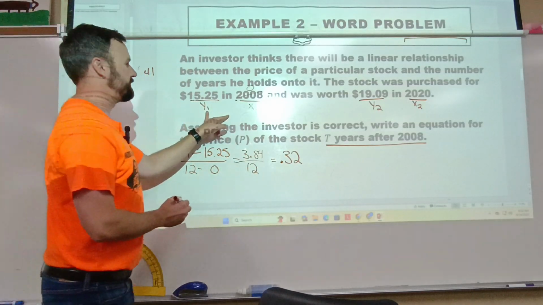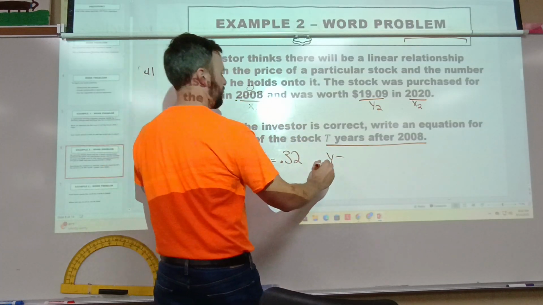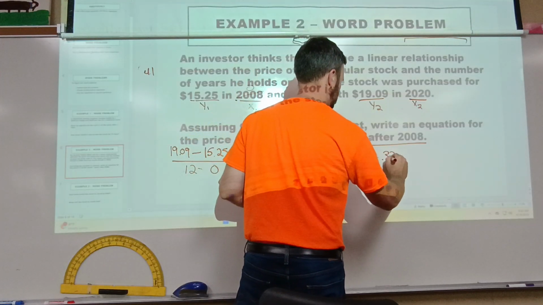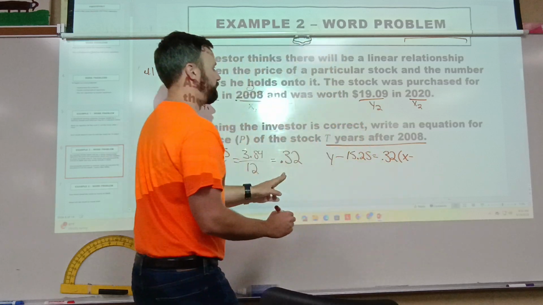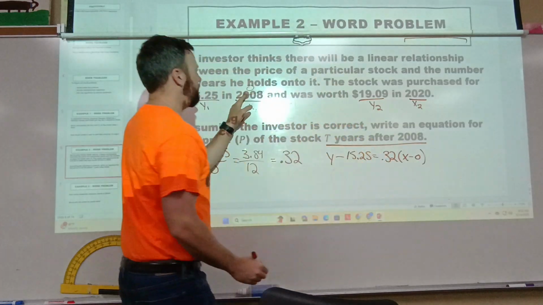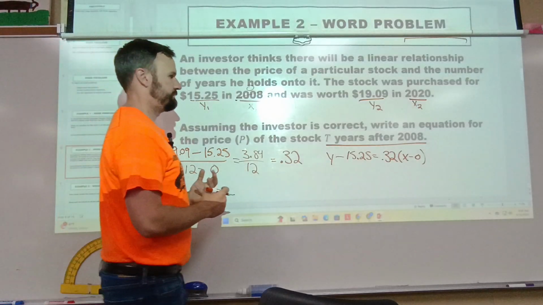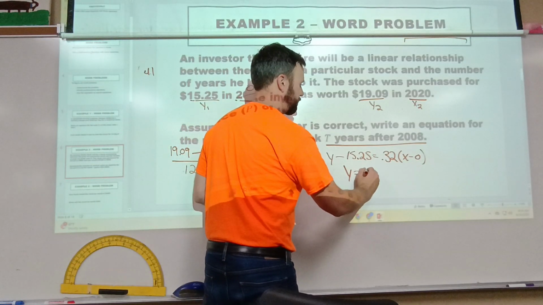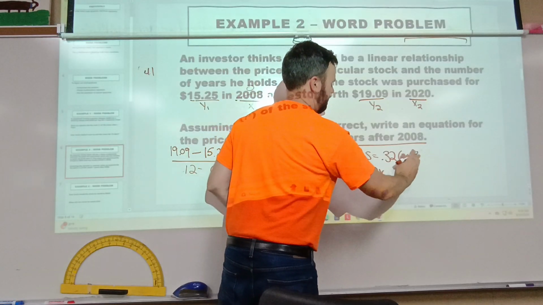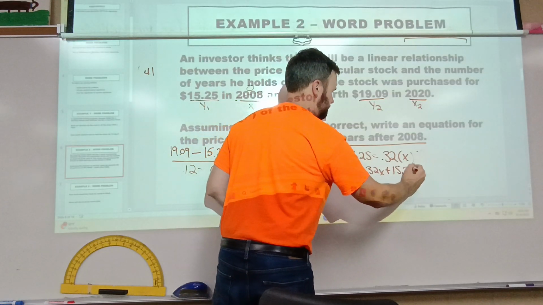I have a point, so I can find it. So I can do y minus 15.25 equals slope times 0. When I make that years after, it makes it a lot easier, correct? Because it just becomes y equals 0.32x, and then I add the 15.25 over.